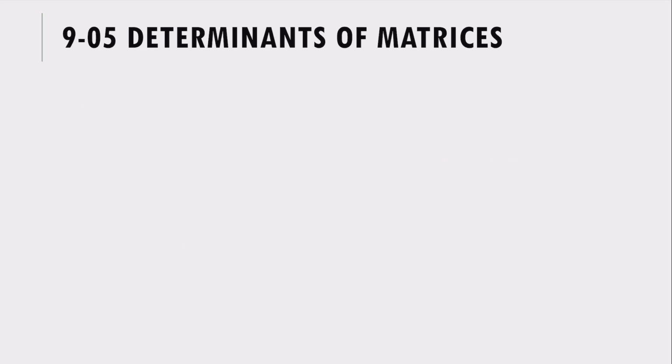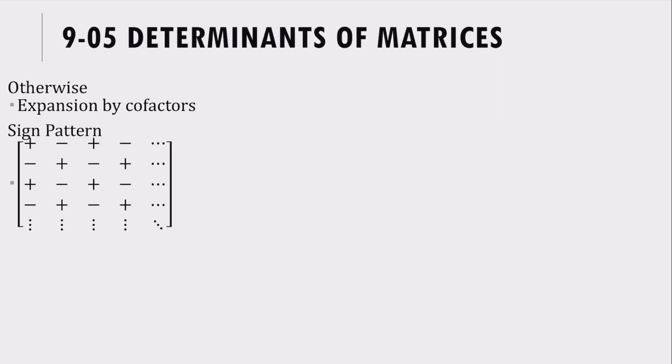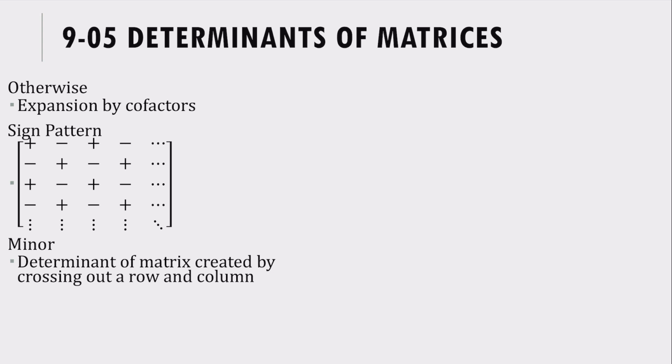If it's not a 2 by 2 or a 3 by 3, the way you do it is called expansion by cofactors. To remember that, to find a determinant, we have the sign pattern. Top left is a plus, and then it alternates plus, minus as you go down the row and down the column. The minor is the determinant of the matrix created by crossing out a row and a column. So the cofactor would be the minor with a sign from the sign pattern.